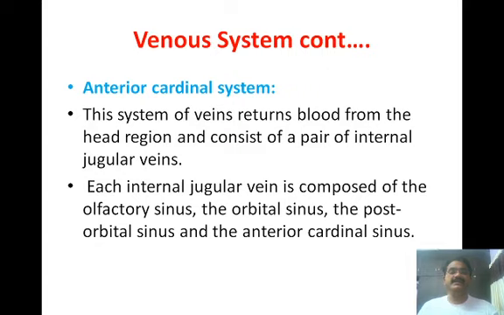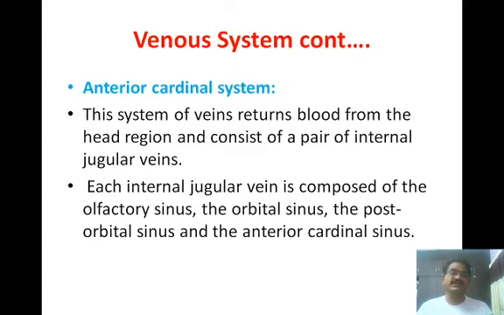This system of veins returns blood from the head regions and consists of a pair of internal jugular veins. Each internal jugular vein is composed of the olfactory sinus, the orbital sinus, the post-orbital sinus, and the anterior cardinal sinus. The olfactory sinus collects the blood from the cerebrum of the brain, the orbital sinus collects the blood from the orbital region, then the post-orbital sinus, and the anterior cardinal sinus. These collect the blood from the respective parts of the head regions and pour into the anterior cardinal sinuses, and these anterior cardinal sinuses transfer it toward the ductus cuvieri.